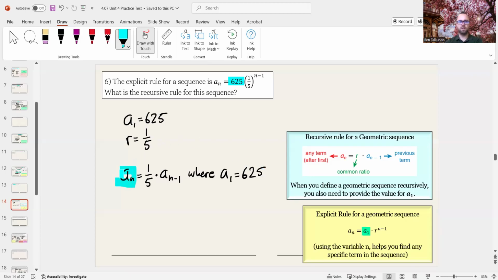Remember this, and this is always there. Everything I just highlighted in blue is always there. We just have the values of r and a sub 1 that change. So a sub 1 we already talked about, but what about r? That 1/5? That is the rate, and if you look at your explicit rule, r is right here. So what's right there, next to the power n minus 1? 1/5. That is r. So that is your recursive rule.